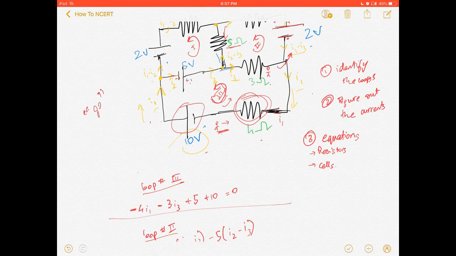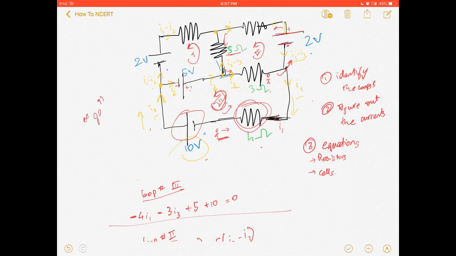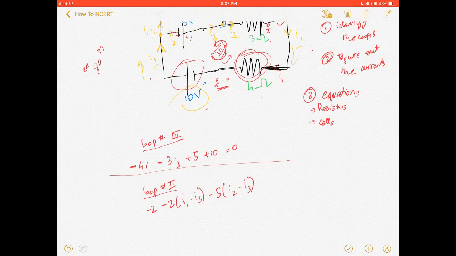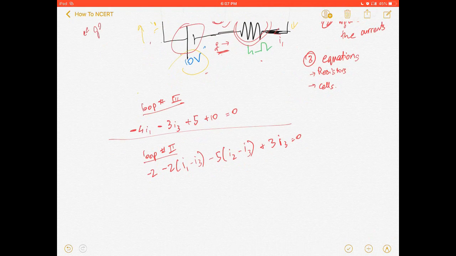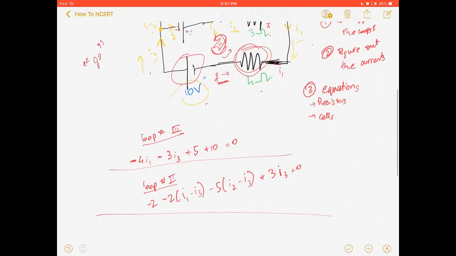I reach this end. Here I reach a 3 ohm resistor. My current is I3 and it's in the same direction as I'm traveling in. So I'm going to have a plus 3 I3, right? Equals 0 because the sum of potentials should be equal to 0 in a loop according to Kirchhoff's third rule. This is my second equation.